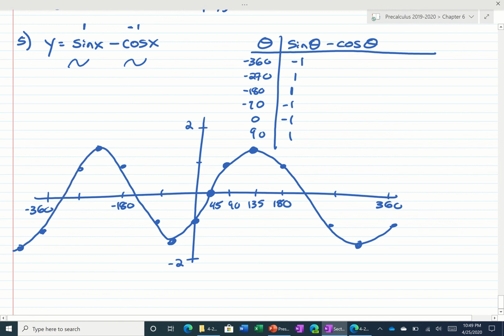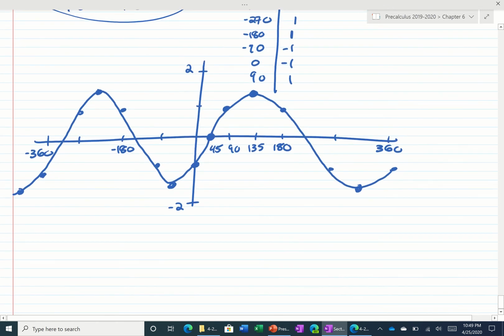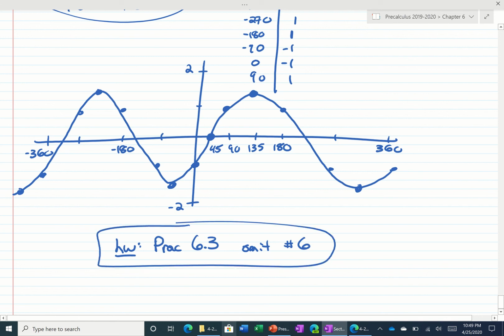These kind of problems aren't super important. There's one on the homework, so just try your best. It's similar to what we just did, except there's a plus sign. All right, so for homework, I would like you to please do practice 6.3. Don't do number 6. That's not important, okay? Try that out. We will talk more tomorrow.